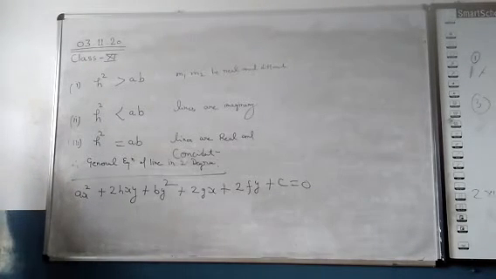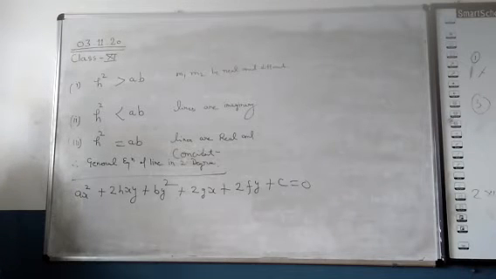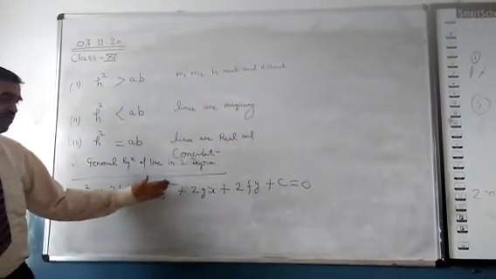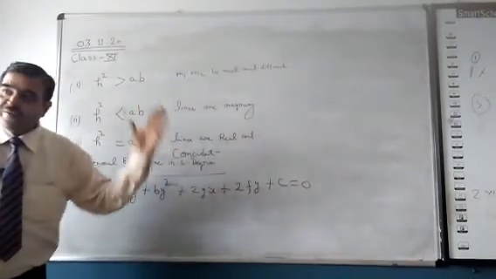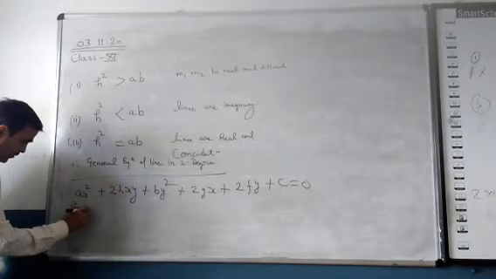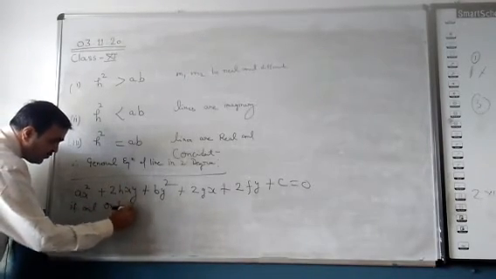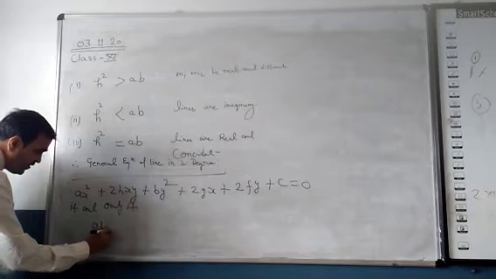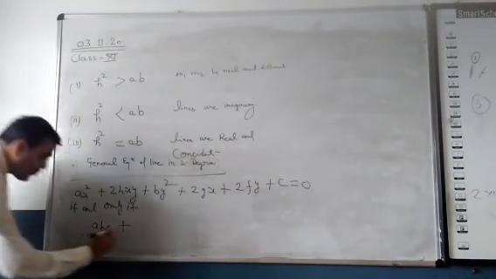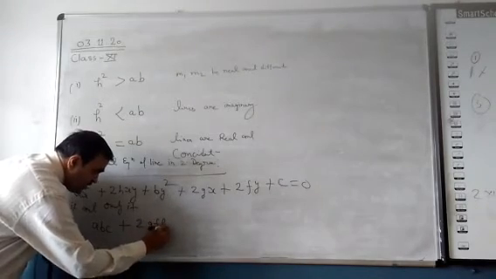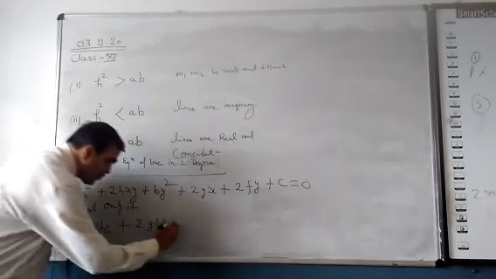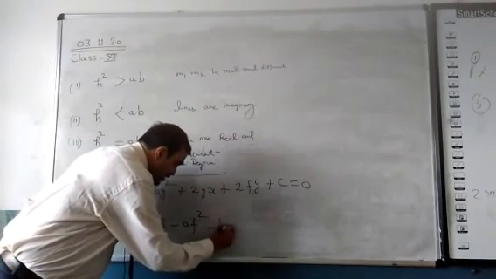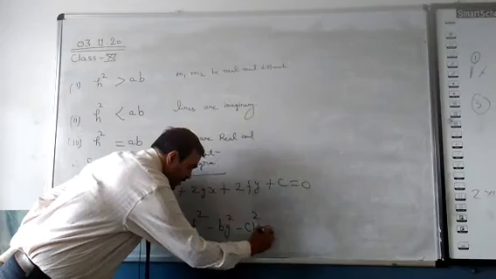Where we apply some conditions. Okay, so ax square plus 2hxy plus by square plus 2gx plus 2fy plus c equals to 0 shows a straight line if and only if abc plus 2gfh minus af square minus bg square minus ch square is equal to 0.